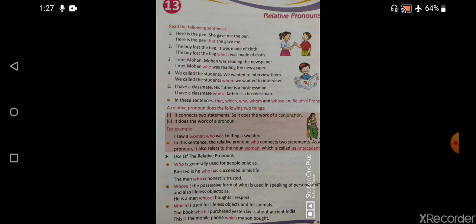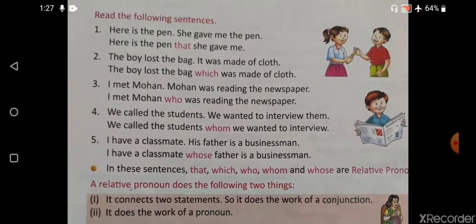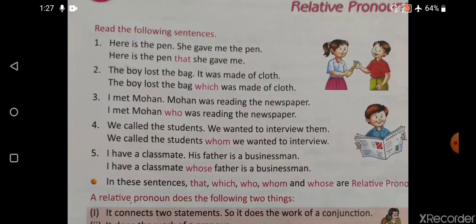So this word is called a conjunction. But and is not a pronoun, right? So now we have to find the words which are pronouns and can act as a conjunction. The word that is a pronoun and can act like a conjunction is known as a relative pronoun. For example, here is the pen, she gave me the pen. So here is the pen that she gave me. Next, the boy lost the bag, it was made of cloth. The boy lost the bag which was made of cloth.